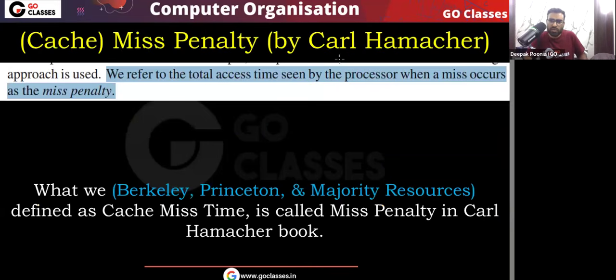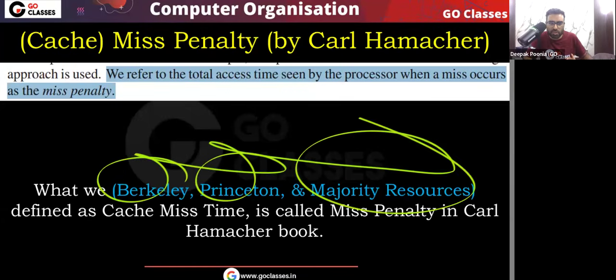According to Carl Hamacher's book, the miss penalty definition is: we refer to the total access time seen by the processor when there is a miss as miss penalty. Actually, in the previous lecture we saw that this total access time seen by the processor when there is a miss is called miss time. So what we call miss time, Carl Hamacher is calling miss penalty. And when I say we, who is we? Berkeley, Princeton, and the majority of the resources.